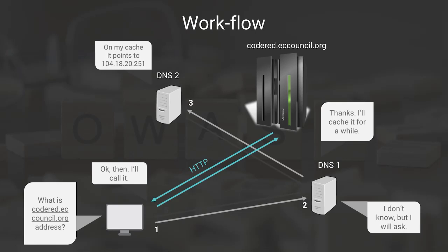Well, first the browser needs to translate the website address, for example codered.ecouncil.org, into an IP address. The IP address is required to open a communication channel between the client and the right server. You can think of this as a Yellow Pages search. This translation is done querying special servers called DNS or domain name servers. There are plenty of them, but one doesn't know how to translate every website address.